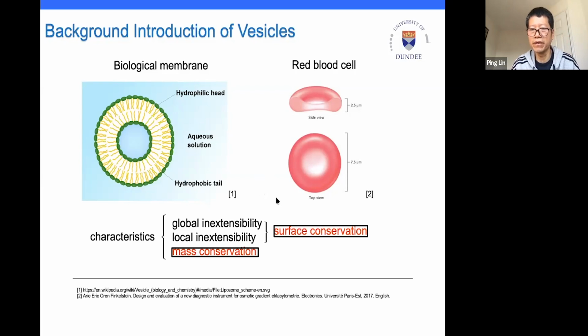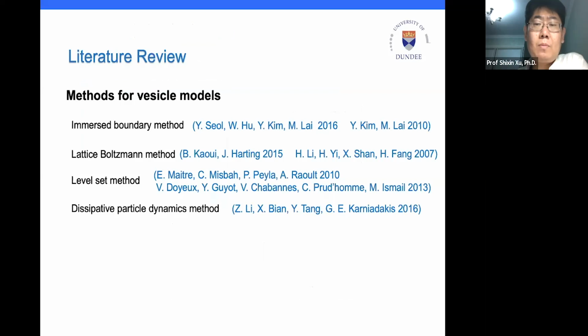Basically, for the vesicle you have surface conservation, and you have mass conservation. If you consider the density the same, then surface conservation means that the surface is not extensible. So you have inextensibility of this vesicle, and certainly you have mass conservation as well for these vesicles. So we just quickly mention some literature.